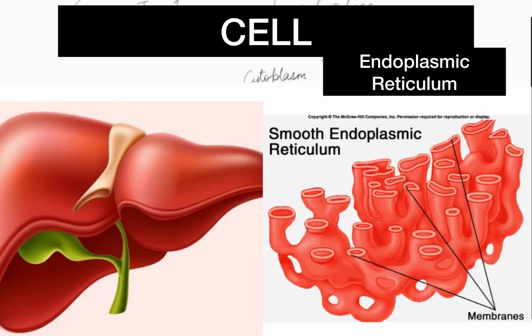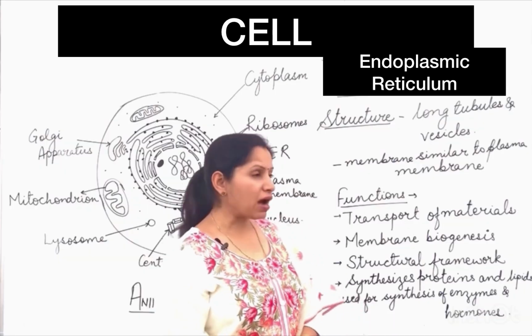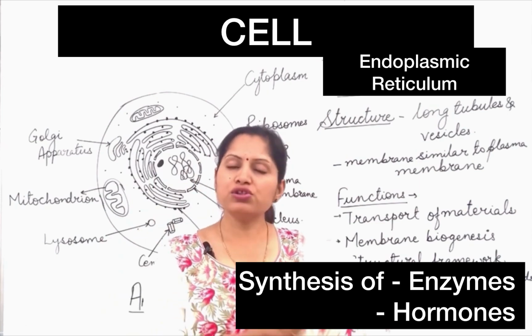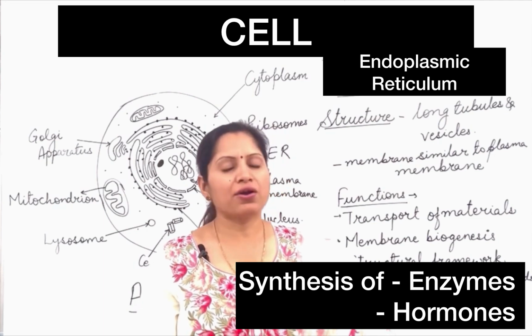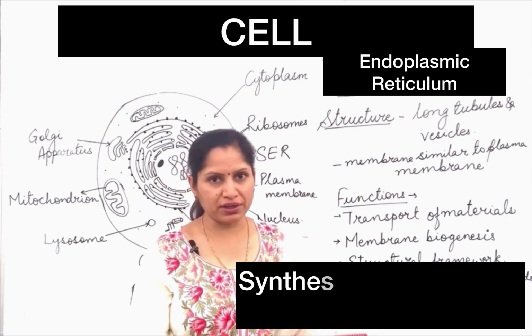In liver cells, the smooth endoplasmic reticulum also helps in the detoxification of drugs, medicines, and poisonous substances. So whatever medicines we take will also be detoxified by the liver with the help of smooth endoplasmic reticulum present in the liver cells. Apart from that, I told you that enzymes and hormones are also made up of proteins and lipids only. So these proteins and lipids are also used for the synthesis of enzymes and hormones in the body.